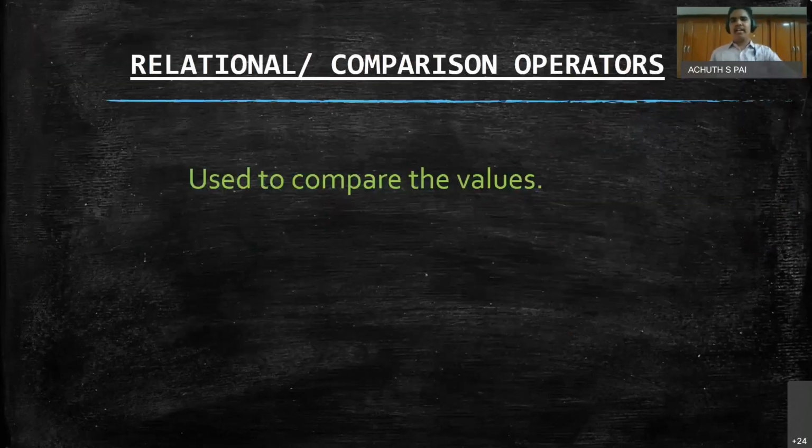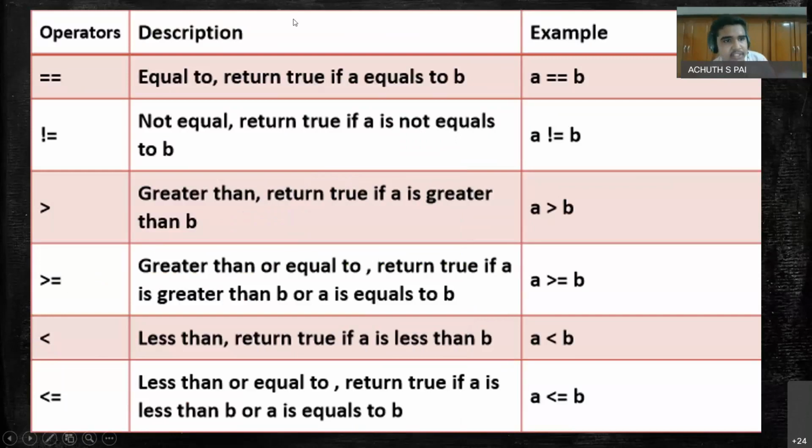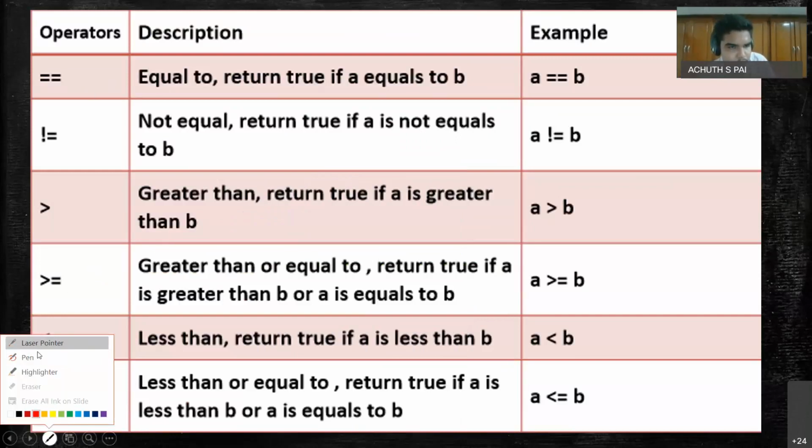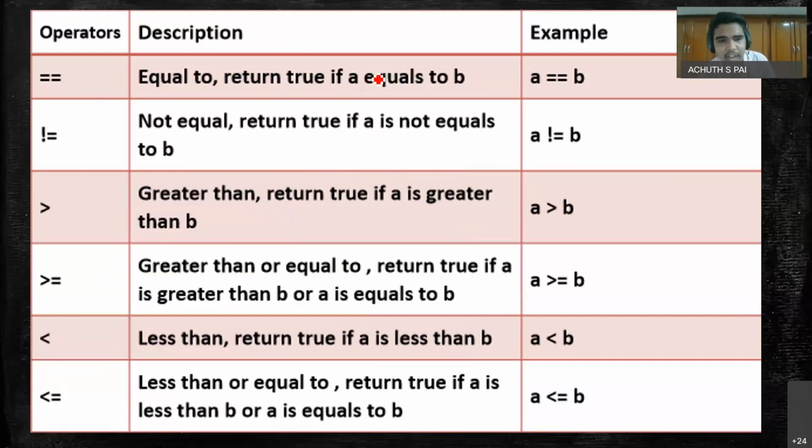They are called relational or comparison operators. From the name, you can easily understand they are used to compare the values of the input. Now, this first one is equal to. It returns the value as true if A is equal to B.